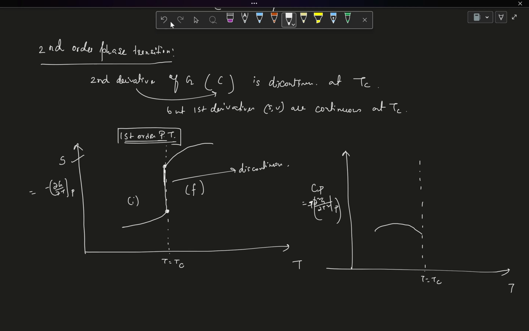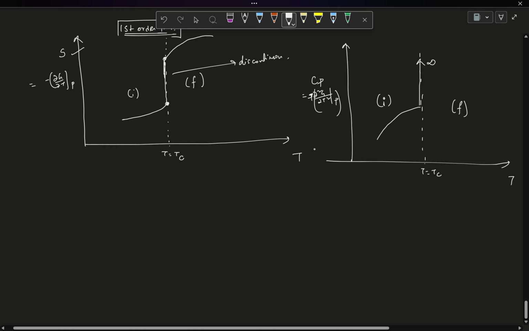I'm drawing it all wrong. Yeah, so somewhat like this, this is going to infinity, and this is the initial stage, and this is the final stage. So right at the phase transition at Tc, when it is going from I to F, the specific heat is diverging, right? And so this is the idea. But this is also for the first order phase transition case.